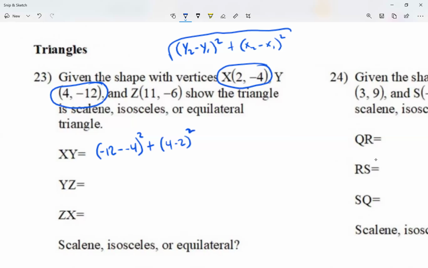Some of you might be like, does it really matter the order? Like, do I have to write in my first parentheses negative 12 minus a negative 4? What if I go the other way, negative 4 minus a negative 12? What if I flip it? Or the second parentheses, instead of 4 minus 2, what if I write 2 minus 4? Doesn't matter. Well, the difference, if we switch the number, the difference will be the sign.